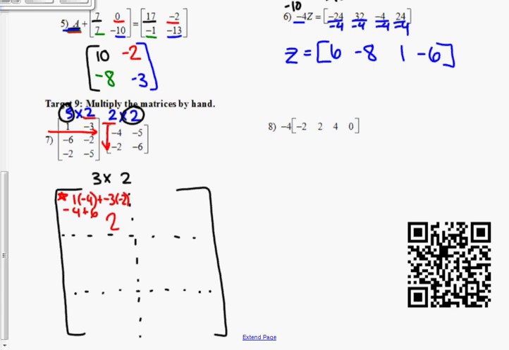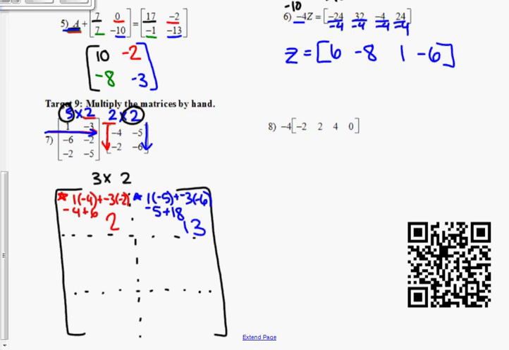So the second number I'm looking for here, I'm still in row 1, so I'm still going to use my values in row 1, but now I'm in column 2, so I'm going to use negative 5 and negative 6. So I'll do 1 times negative 5 plus negative 3 times negative 6. 1 times negative 5 is negative 5. Negative 3 times negative 6 is 18. So I have negative 5 plus 18, which is 13.